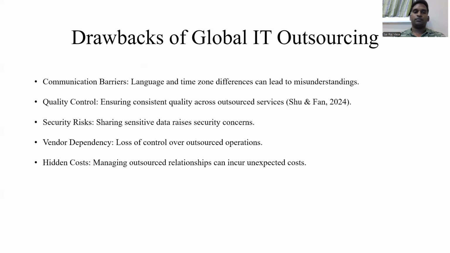Vendor dependency. When firms outsource important business processes, they may be forced to surrender major organizational processes to outsourcing partners. Hidden costs. Outsourcing worked for the company in that at first it looked cheaper to hire outside suppliers, but in the management of the outsourcing arrangement, the relationship has expensive implications.